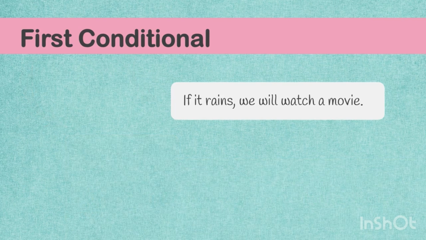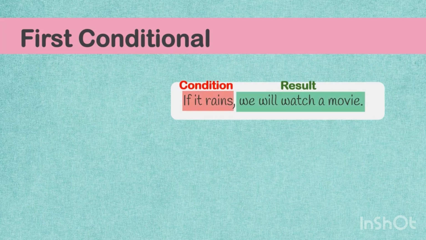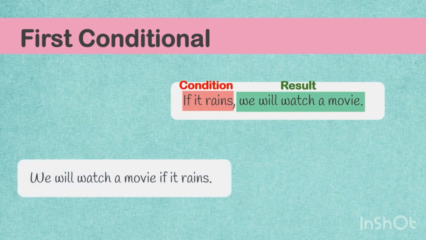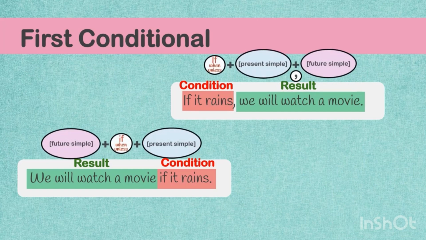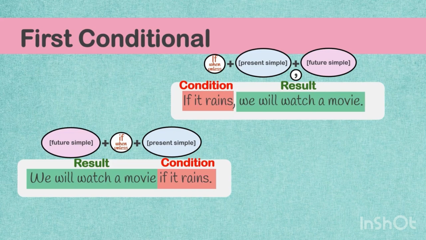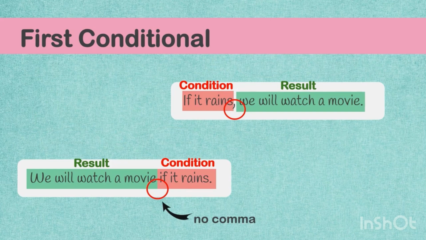In this sentence, the condition comes before the result. We can change the order. For example, we could say, "We will watch a movie if it rains." Now the result comes before the condition. In this case, the structure is flipped around. The future simple clause comes first, then if, when or unless, and then the present simple clause. If we do this, we don't use a comma between the clauses.